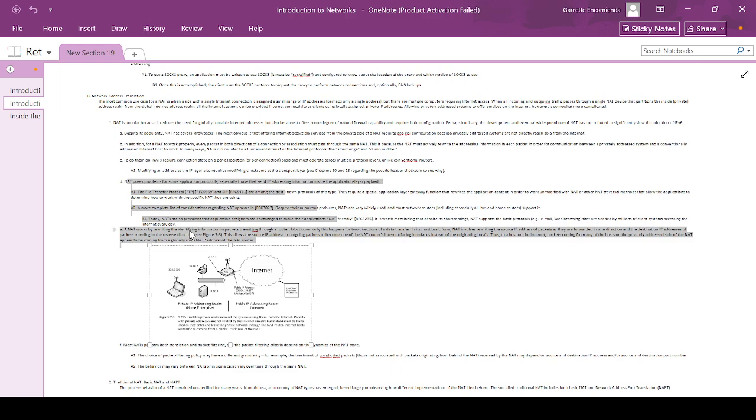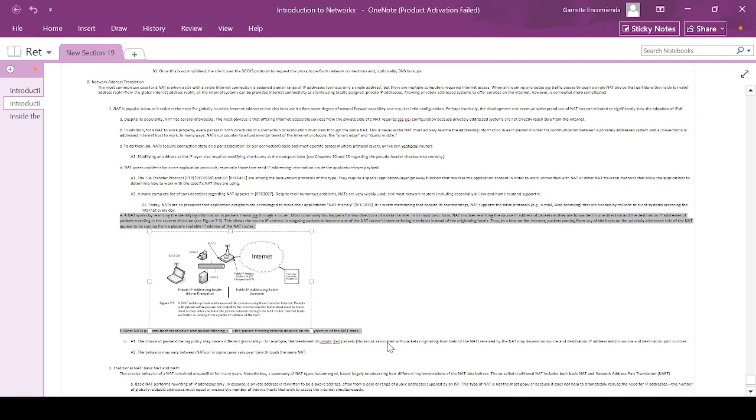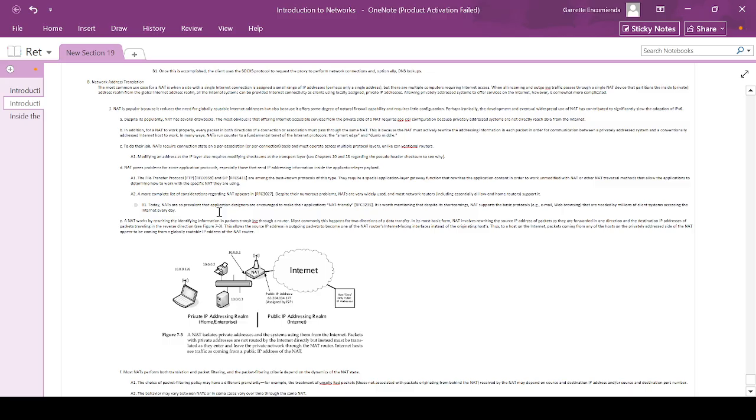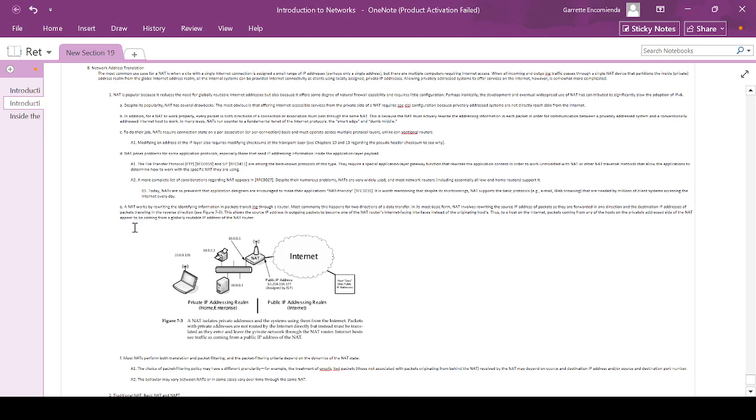It is worth mentioning that despite its shortcomings, NAT supports the basic protocols, i.e., email and web browsing, that are needed by millions of client systems accessing the internet every day. So again, despite these shortcomings or disadvantages of NAT, it's still the most commonly used today, especially for low end, where 80% of the traffic for endpoints is low end, and when you consider that 80% of the internet is also TCP. That's the reason why we are discussing this.